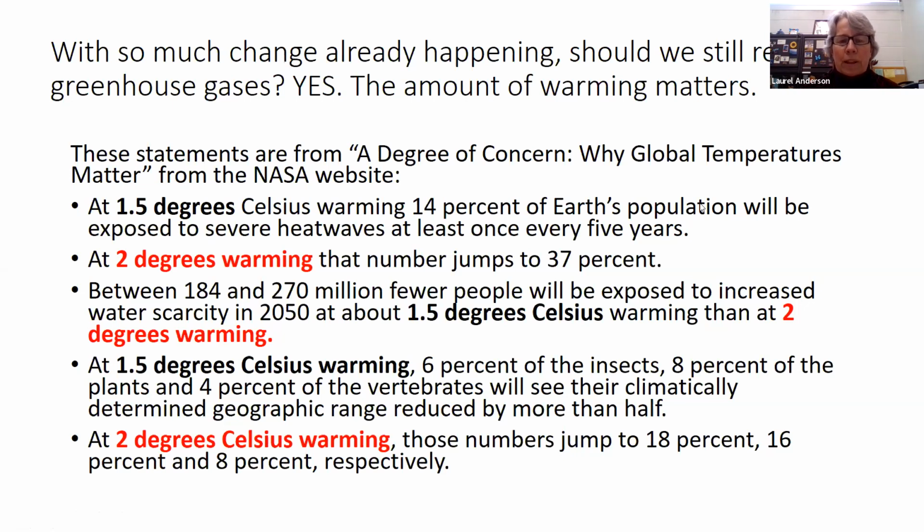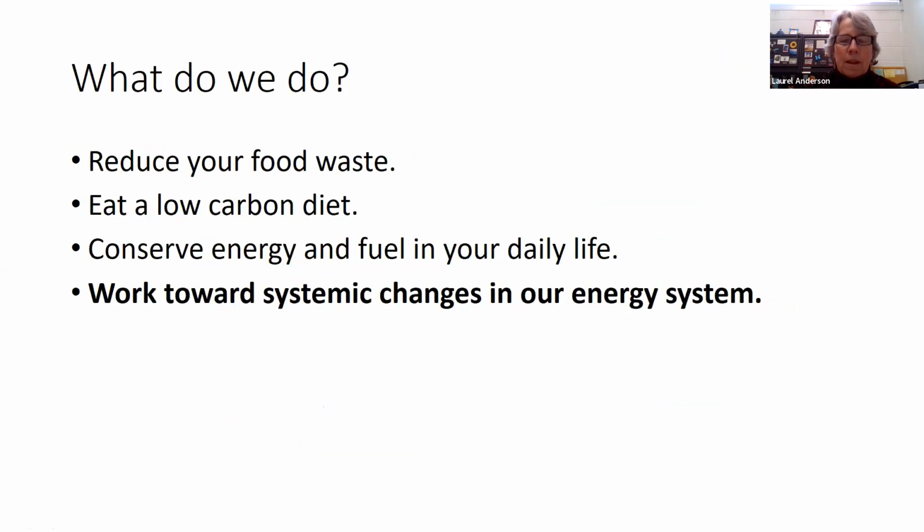So we should really feel like our actions make a difference, even though we've already had some warming and already had some effects on our ecosystems. We can moderate that. So what can we do? Some of the personal things that we have found make the most difference are reducing food waste and eating a low carbon diet. Those are things that are quite impactful, in fact, on greenhouse emissions.